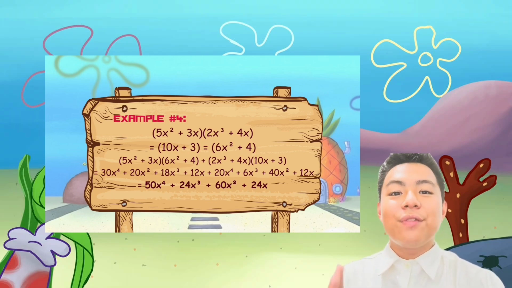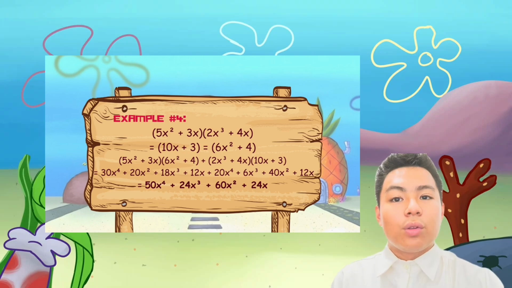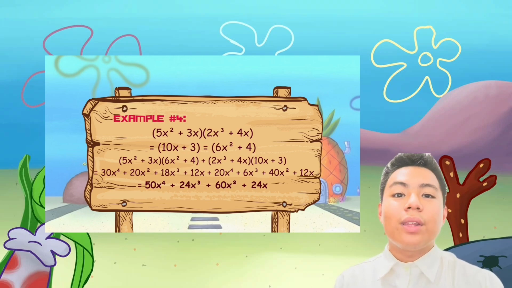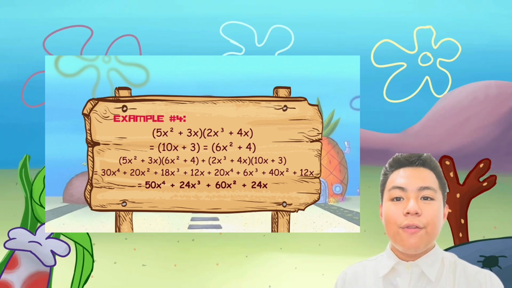So now when we combine all of them, 30x to the 4th power plus 20x to the 4th power gives us 50x to the 4th power. 18x cubed plus 6x cubed gives us 24x cubed. Then 20x squared plus 40x squared gives us 60x squared. 12x plus 12x gives us 24x. So the final answer for the derivative of 5x squared plus 3x times 2x cubed plus 4x is 50x to the 4th power plus 24x cubed plus 60x squared plus 24x.